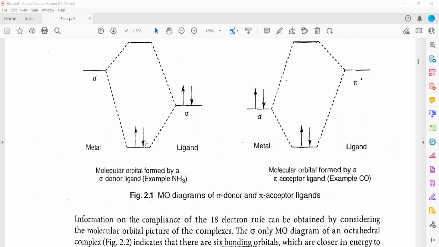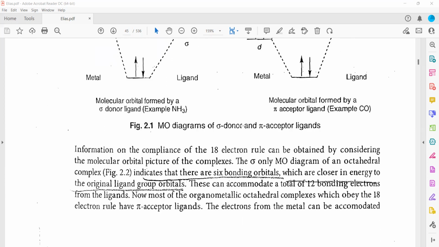And if it is a pi acceptor, in that case the metal is going to give electrons from the bonding form to the anti-bonding orbital of the ligand. Okay, so these are the two molecular orbital diagrams, which are important.